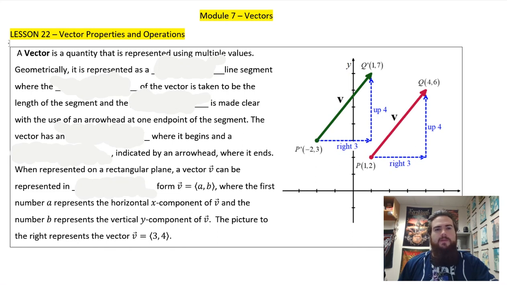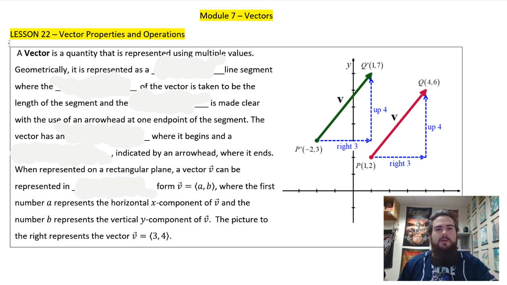Module 7, Vectors. Specifically, Lesson 22, Vector Properties and Operations. In this lesson, we will dive into the properties of vectors, and we are going to see two operations, one involving a combination of two vectors, and one involving a vector and another value.